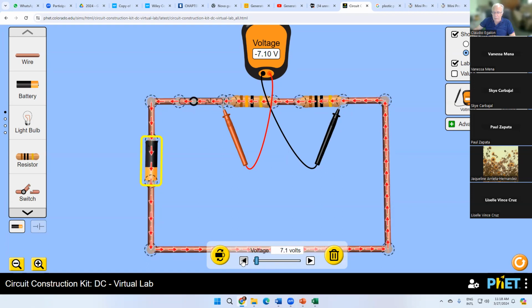8, 6, 4, and 2.8. Oh, 2.8 is this one right in here. That's how we perform the experiment. We do that for positive and negative volt values.